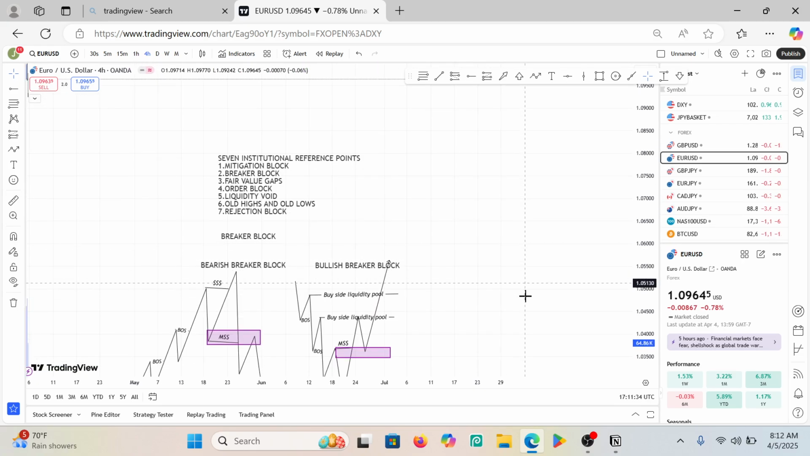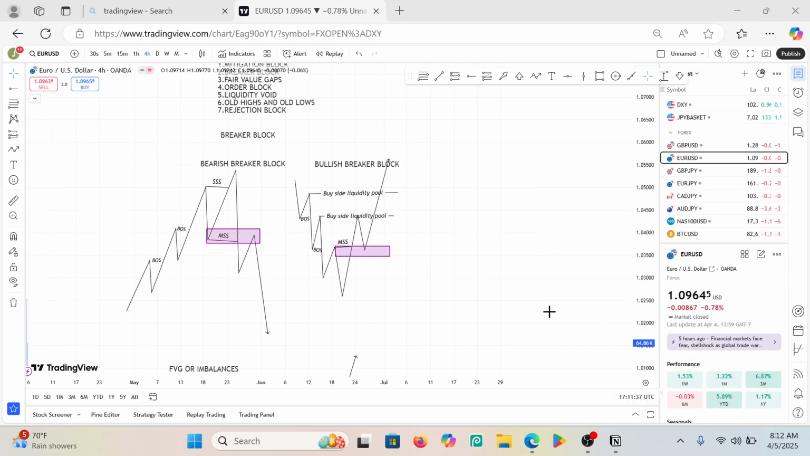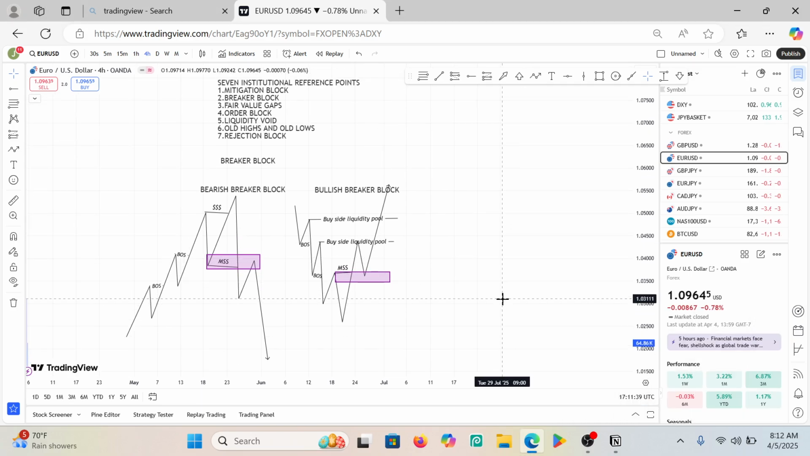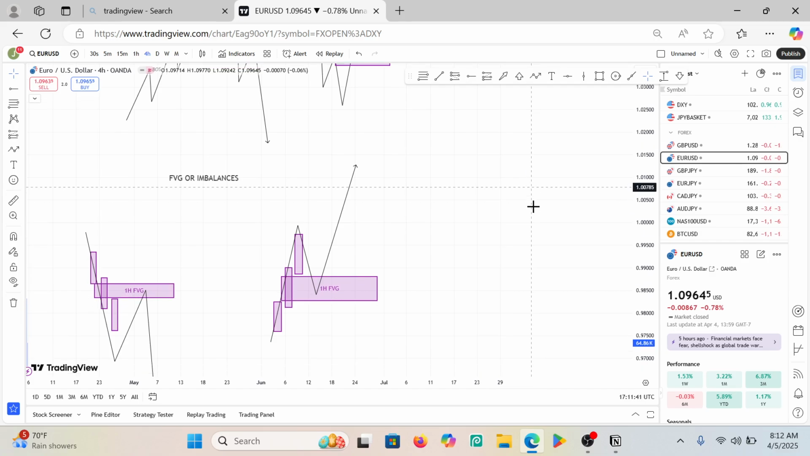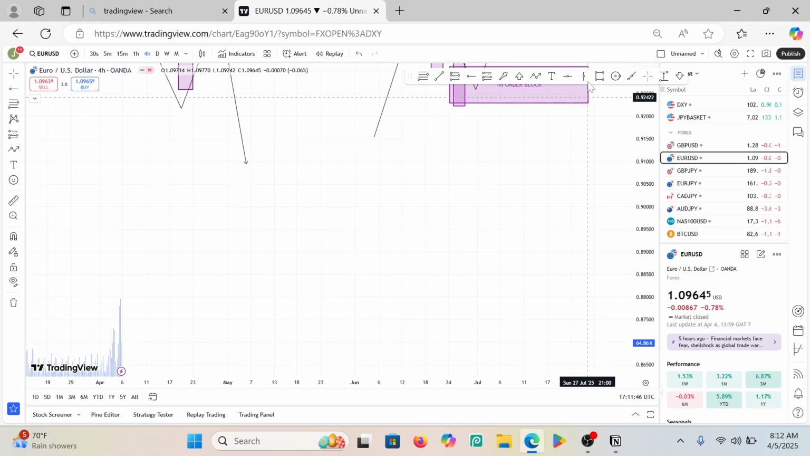The next one we are going to discuss is a liquidity void. A liquidity void.